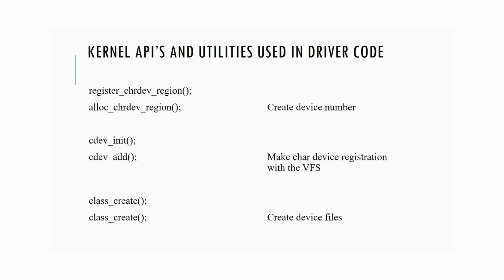The kernel APIs and utilities used in this driver code are register_chrdev_region and alloc_chrdev_region. These are used for the creation of device numbers. register_chrdev_region is used statically, and alloc_chrdev_region is used by the kernel dynamically. Then cdev_init and cdev_add register the character device driver with the virtual file system. For creating the device files we use class_create and device_create. There is a spelling mistake here in device_create.